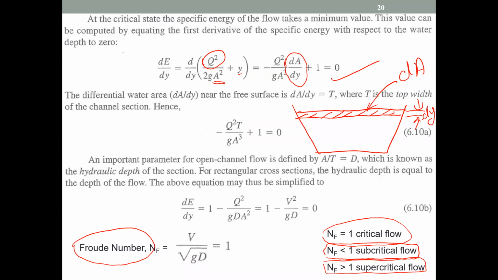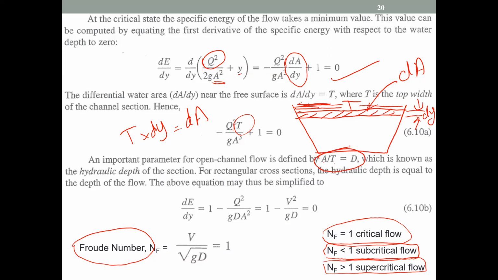So that dA over dy is now actually equal to this top width, right? In other words, the top width multiplied by dy is equal to dA. So dA over dy is equal to the top width. So how did we define it? Top width, that is this one. So you substitute it here. dA over dy you consider as the top width. Now, area divided by the top width we define as the hydraulic depth. You remember we discussed these parameters. Hydraulic depth, area divided by the top width.